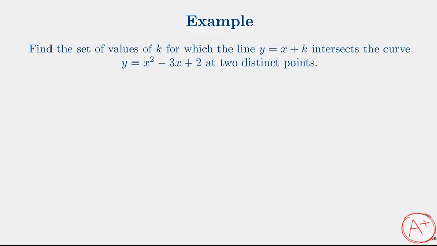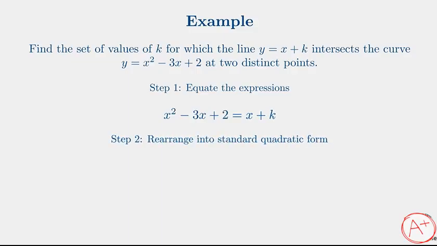Let's apply this to a typical problem. Find the set of values of k for which the line y equals x plus k intersects the curve y equals x squared minus 3x plus 2 at two distinct points. First, we equate the two equations to find where they meet. X squared minus 3x plus 2 equals x plus k.